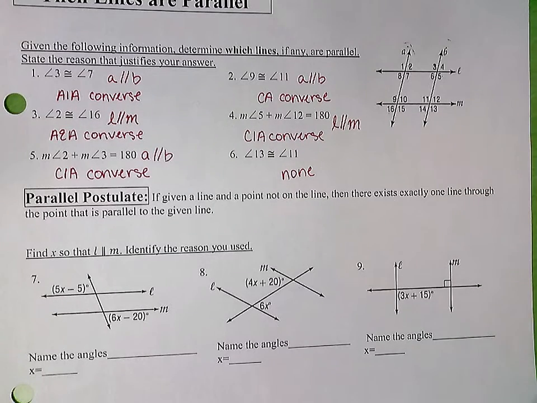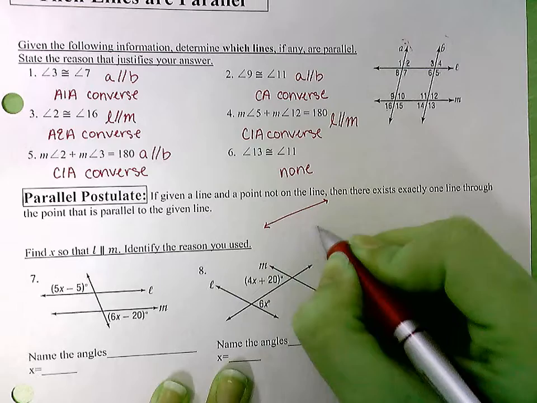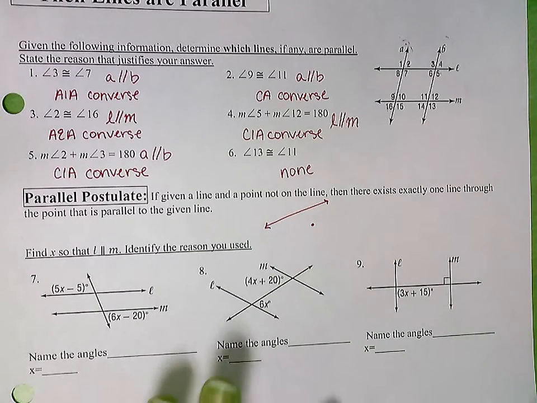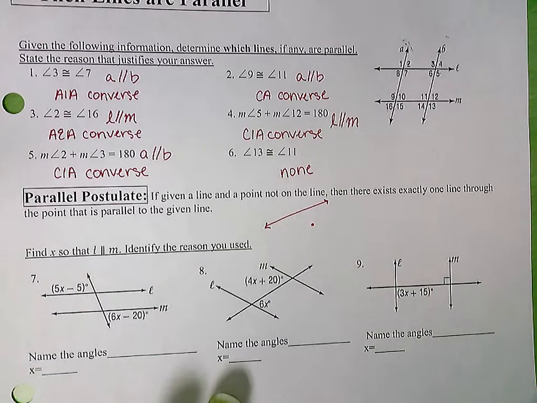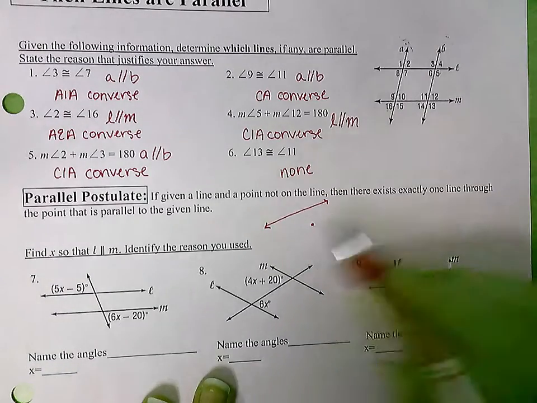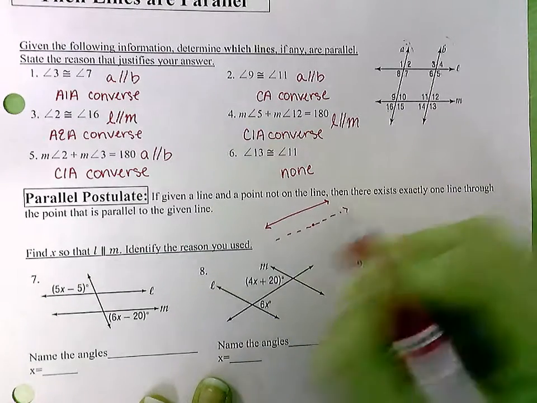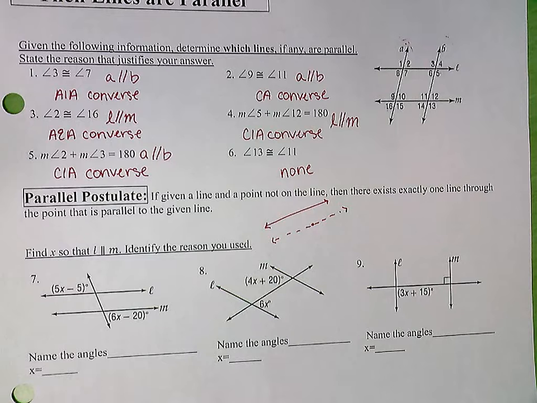All right. We have a parallel postulate. If given a line and a point not on that line, then there exists exactly one line through the point that is parallel to that given line. So through this point, you can only draw one line that's parallel to that other line that was already drawn in. You can have multiple lines that go through that point, however, those would not be parallel to the other line. That's what that postulate is saying.